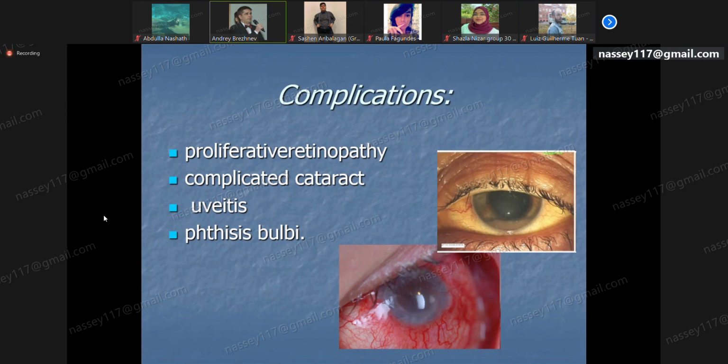What does phthisis mean? Shrinking. It looks like a shrunken, atrophic globe of small size without any visual functions, and such an eyeball without any visual activity is usually inflamed and may be a risk for inflammation of the surrounding tissues and of the other eye. So in most cases, it's necessary to remove it, to perform enucleation.